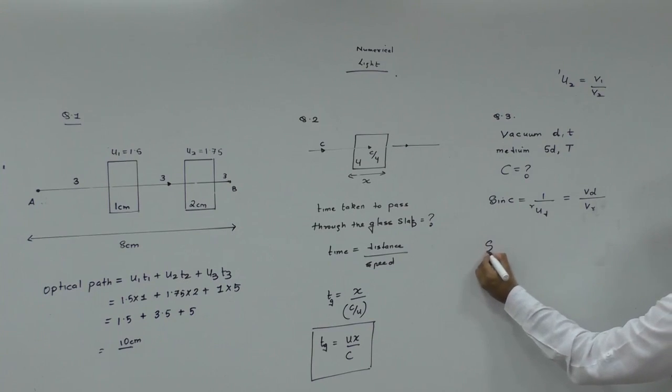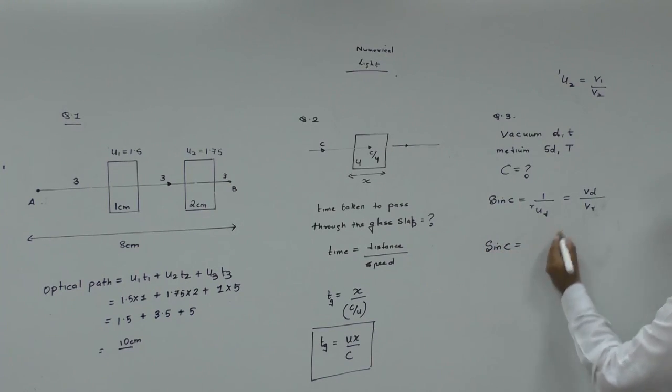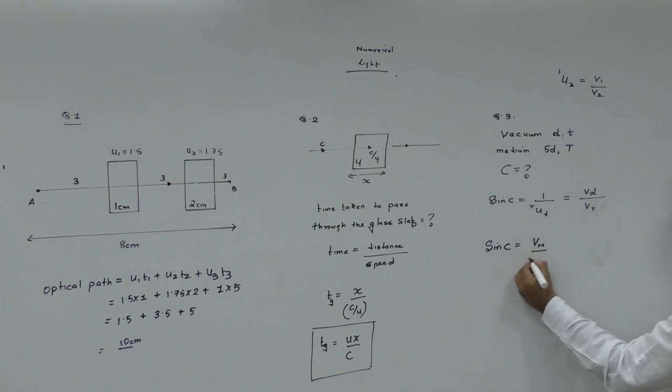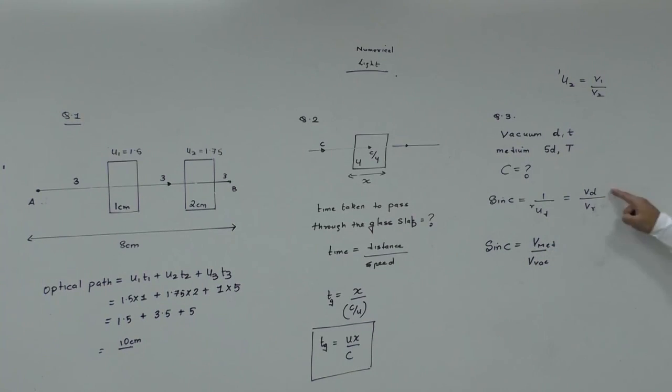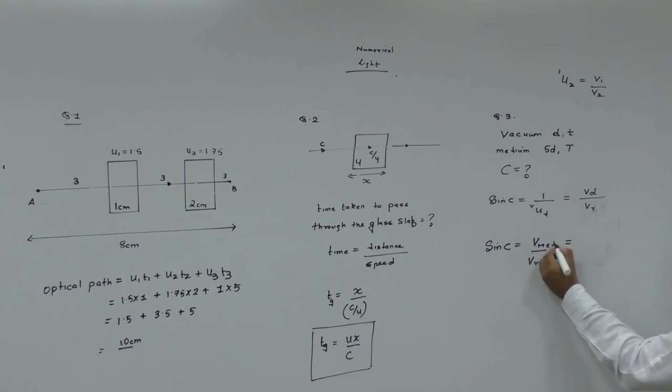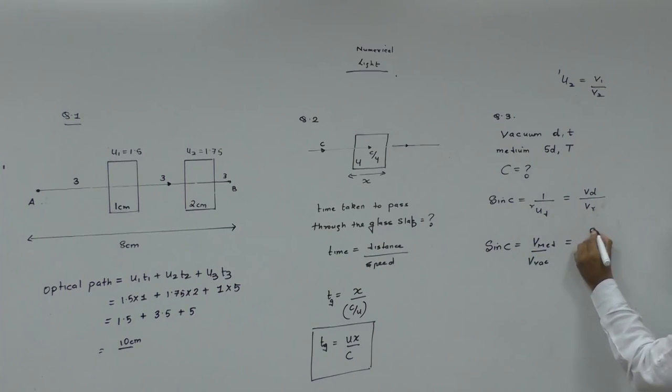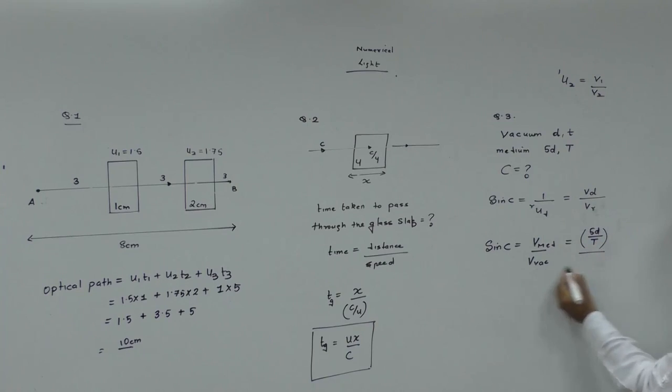So sin C will be V denser. Denser is a medium and rarer in our question is vacuum, right? This is vacuum and this is medium, because denser is this, rarer is this. The general formula for velocity you know, distance by time. So how much distance is it covering in the medium? 5d by t. And how much will it be for vacuum? d by t.